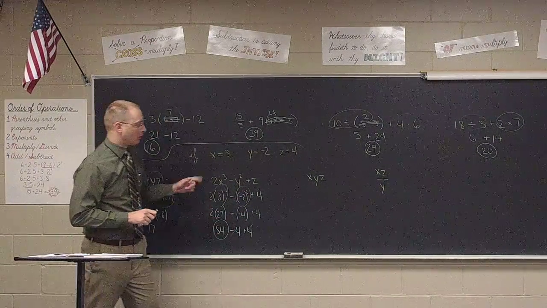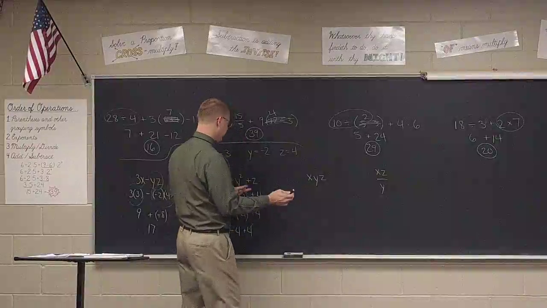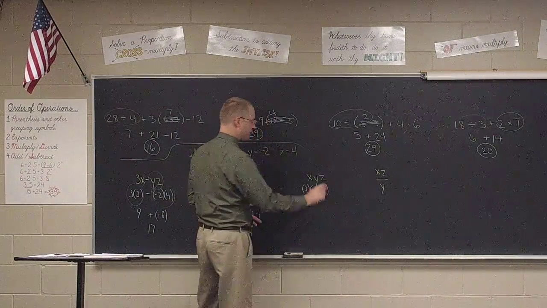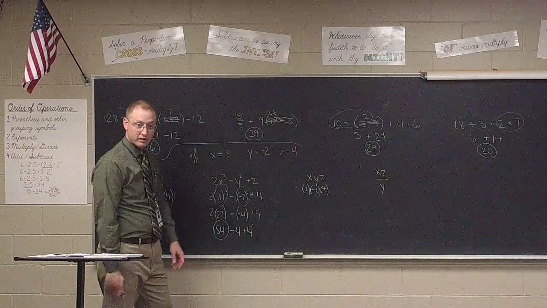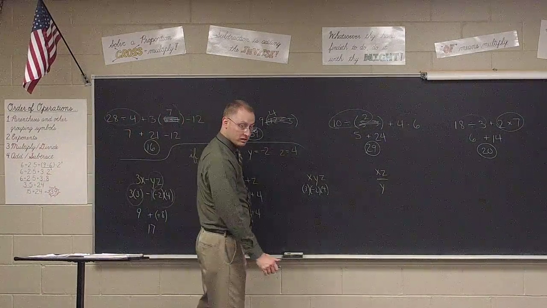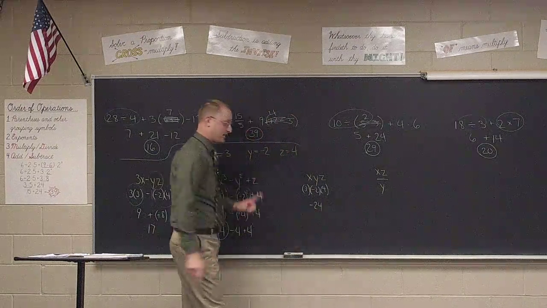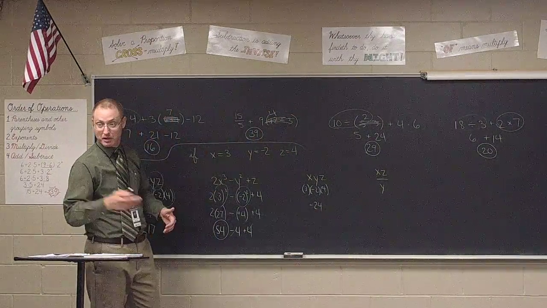Looking at the next one, x, y, z couldn't be easier. Literally just 3 times negative 2 times 4. Noah? Negative 24. There you go, because there is a single negative. That's an odd number of negatives. So negative 24, we all good on that one?